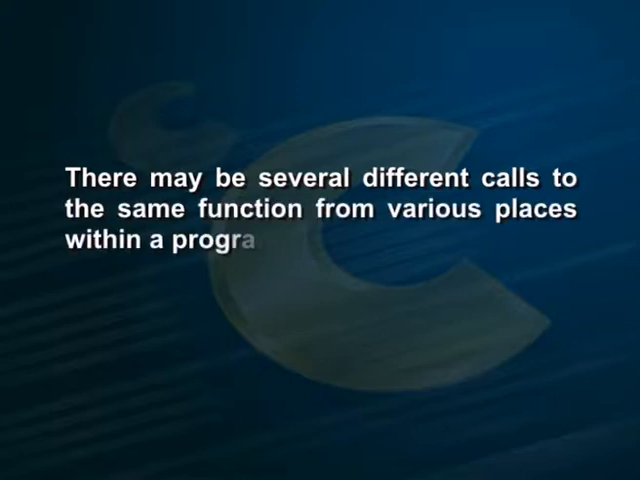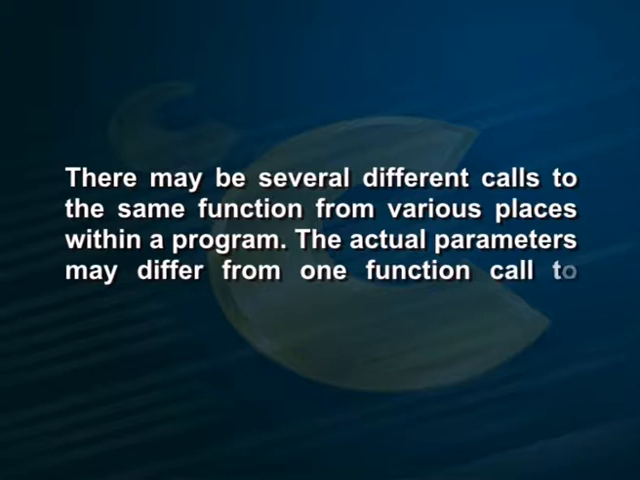This program returns the sum of 2 variables a and b to the calling program from where sumv is executing. The sum is present in the variable c through the return d statement. There may be several different calls to the same function from various places within a program. The actual parameters may differ from one function call to another. Within each function call, the actual arguments must correspond to the formal arguments in the function definition. That is, the number of actual arguments must be the same as the number of formal arguments, and each actual argument must be of the same data type as its corresponding formal argument.